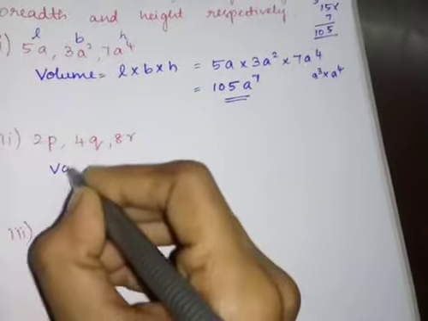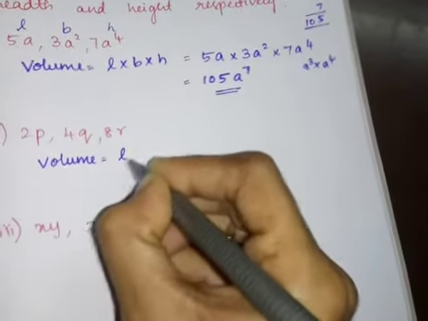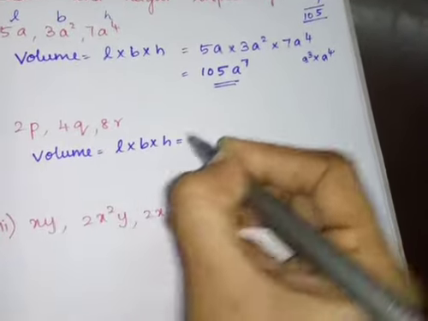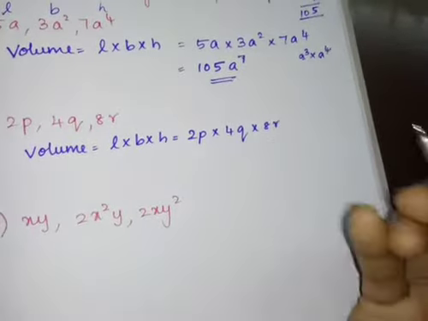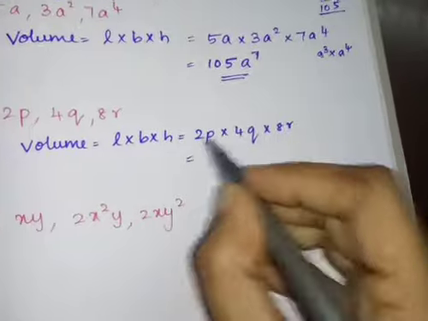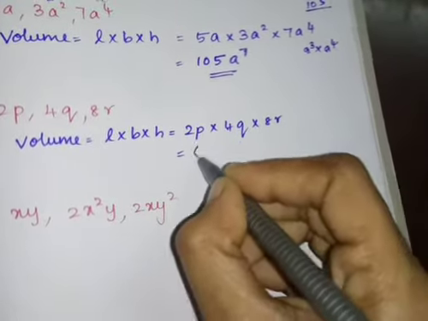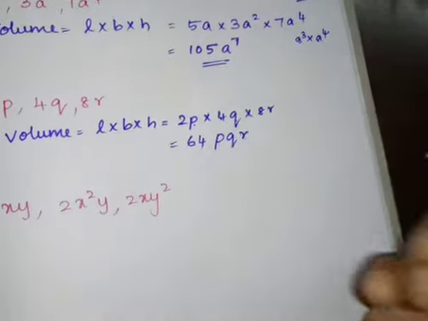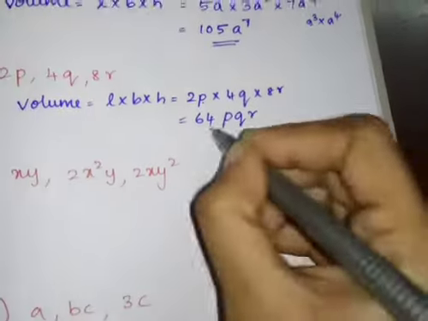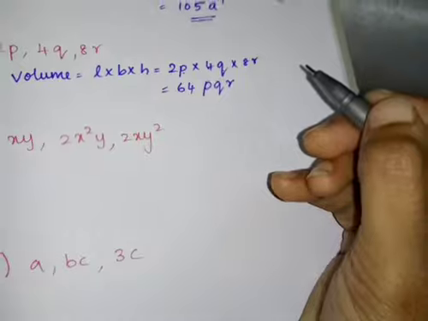Next, here also volume is equal to length into breadth into height. So 2p into 4q into 8r. So next, 4 2s are 8, 8 8s are 64. P into Q into R, PQR. Yes? So 64 PQR is the volume.